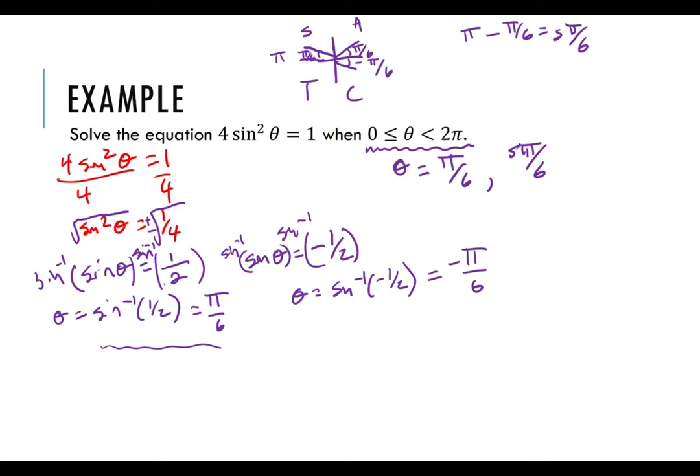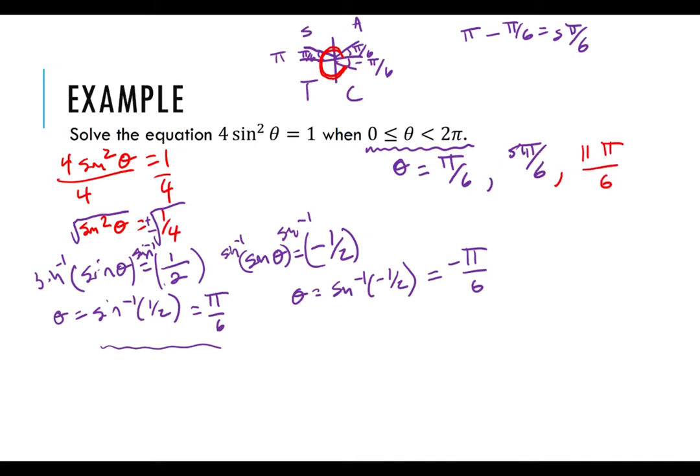Since it's not between 0 and 2 pi, we need to find the reference angle that's between 0 and 2 pi that equates to negative pi 6. I'm sorry. We have to find the coterminal angle that gives us negative pi 6 that's between 0 and 2 pi. Well, specifically that's going to be 2 pi minus pi 6, or 11 pi 6. So my next solution is actually going to be 11 pi 6.